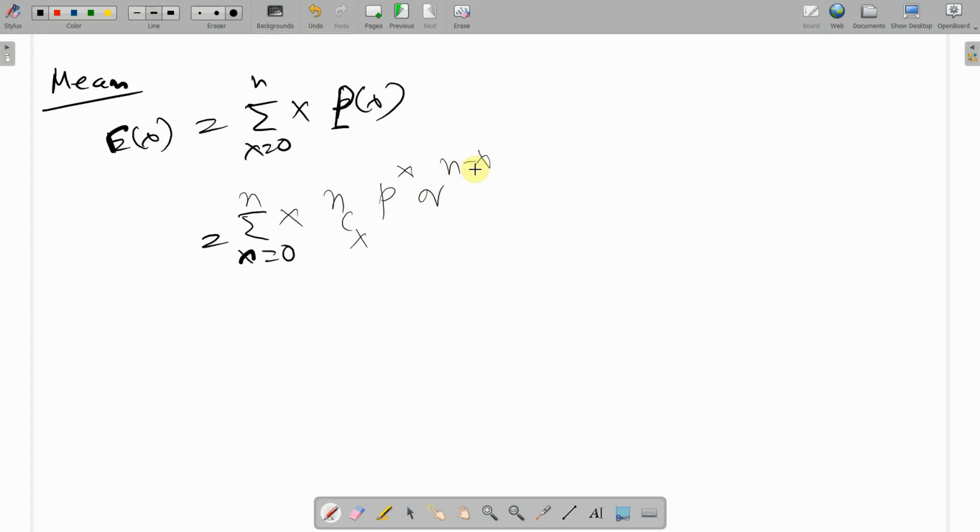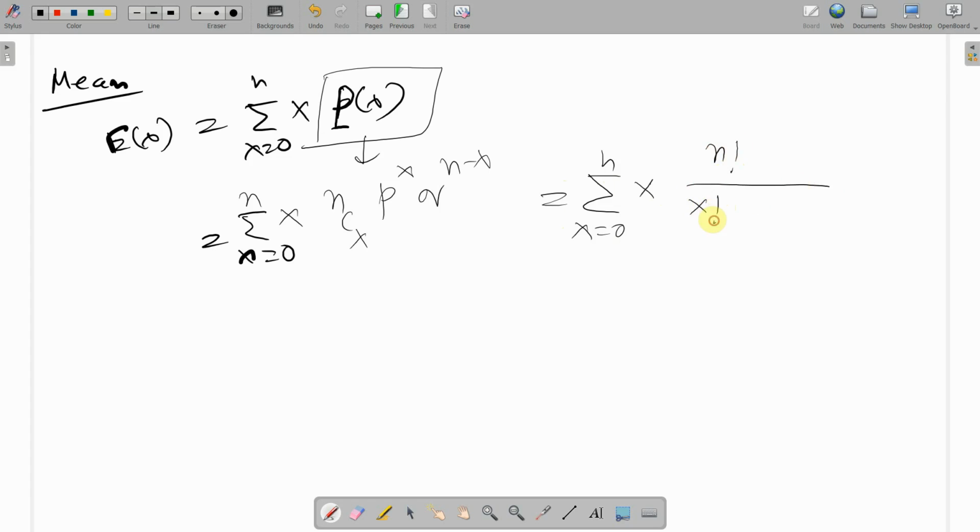From the binomial distribution, मुझे ये मीन वैल्यू, ये P(x) का जो वैल्यू है इसको मैं रिप्लेस कर दिया. ओके, सो इसको मैं अगर लिखता हूँ x equals to 0 to n, I will be having x into n factorial divided by x factorial, n minus x factorial. एग्रीड. p to the power x q to the power n minus x.